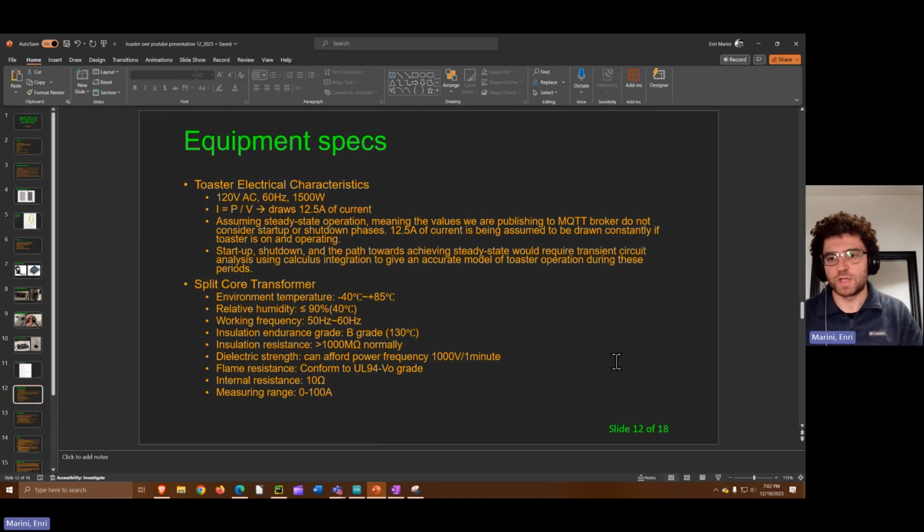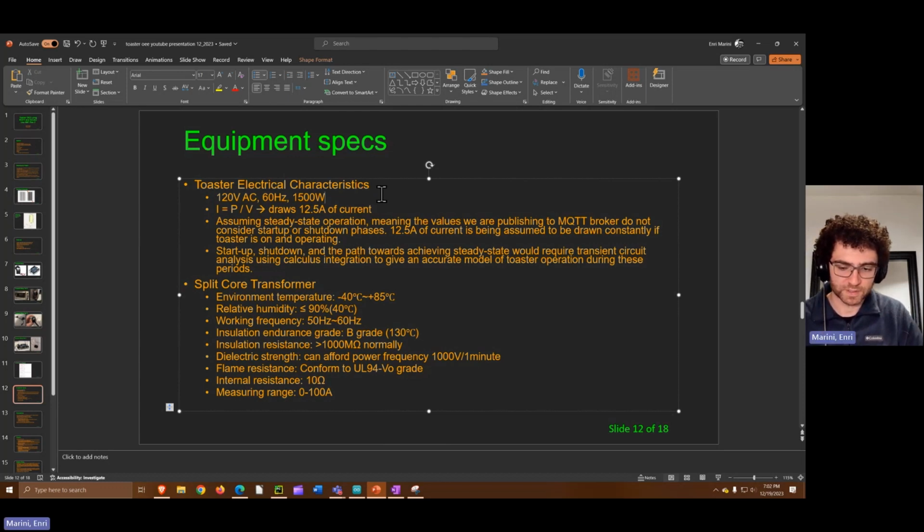Some of the equipment specs, I won't go into all of them, but really what I wanted to do here is just explain some of the physics to you. So the toaster I'm using is able to generate 1500 watts of power. If we look at our basic physics equation, because this is using resistive elements, this toaster, believe it or not, is actually drawing a maximum of 12.5 amps of current. Flat, that you can assume is constant.